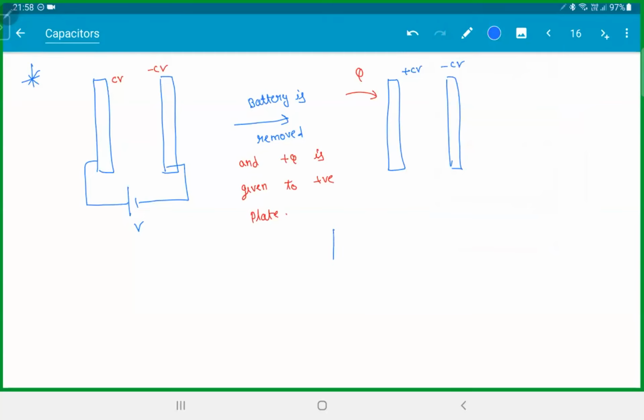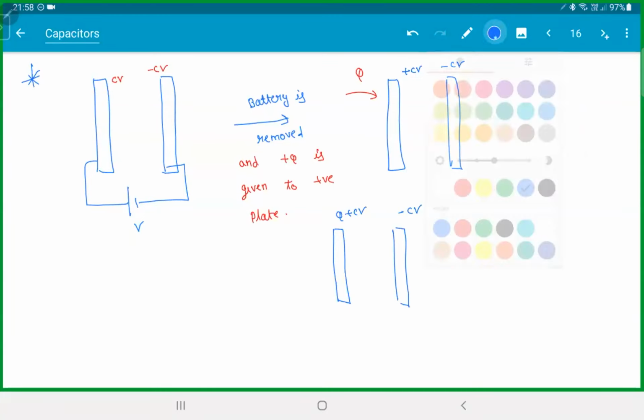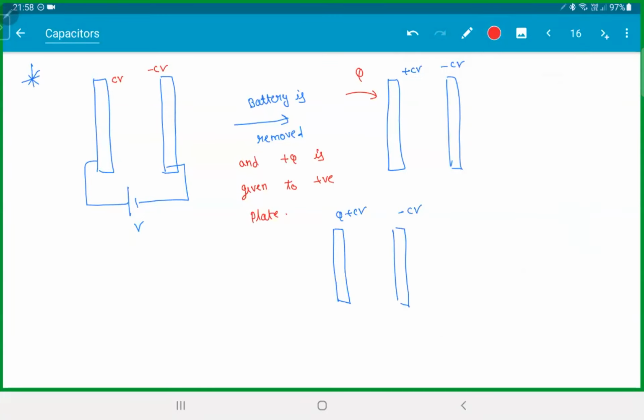So what happens to the charge on the plates now? Q plus CV and minus CV. No? What is the charge distribution now? Can you tell me? What is the charge outside? Q by 2. It is total Q by 2 on each outer surface. What is the charge inside then? Q by 2 plus CV, minus Q by 2 plus CV and Q by 2.